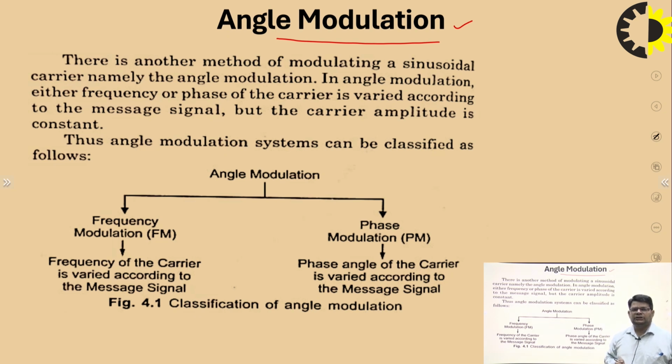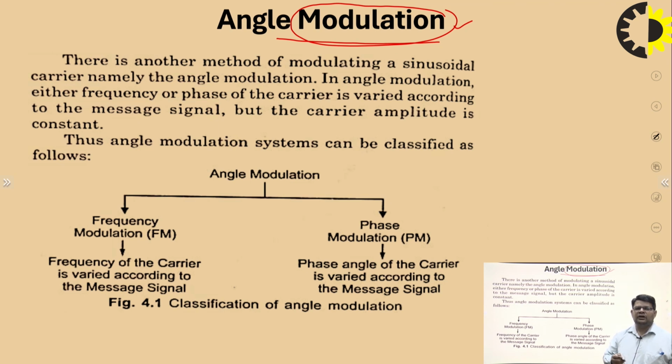Basically, in the communication system, the message signal cannot be transmitted directly. It is transmitted with the help of a high frequency carrier signal. We use a high frequency carrier along with the message signal, and the characteristics of the carrier signal are varied according to the message signal. This process is known as modulation, and this is one of the most important processes used on the transmitter side.